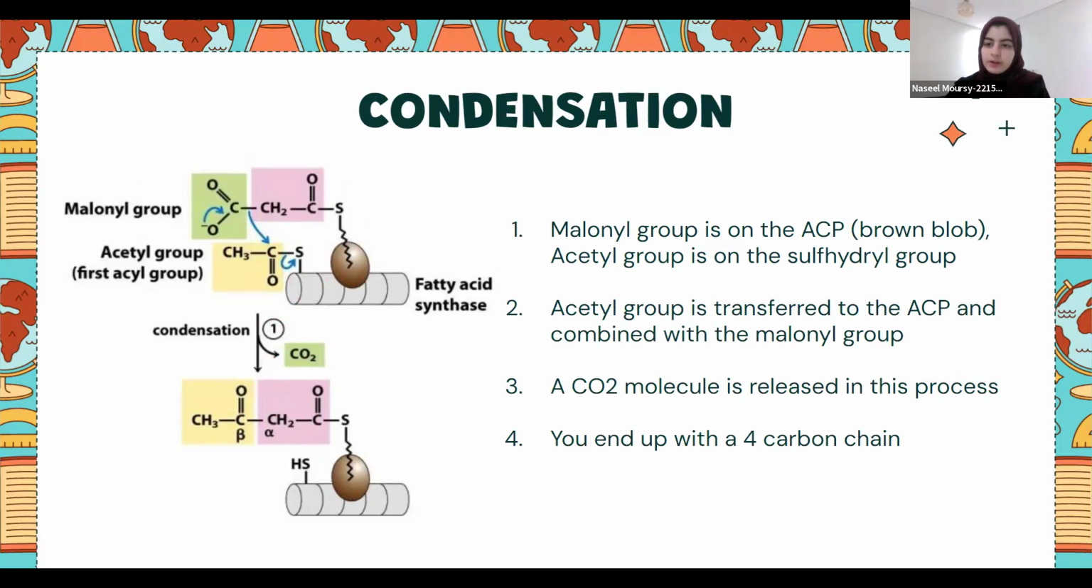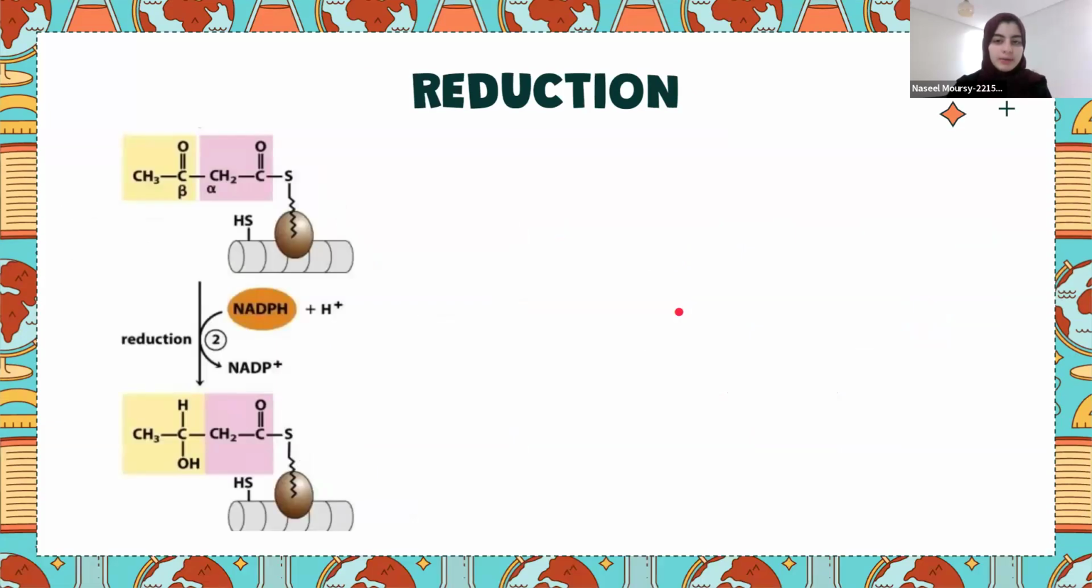Good. Alright, so we said we have condensation and then reduction. In reduction, our main player here is NADPH. Finally, this is where we'll be using it, even though we produced it a very long time ago. So, this is the 4-carbon chain that we have obtained from condensation. Now, I want you to notice that we have a double bond here on carbon number 3, or the beta carbon. You count 1, 2, 3, and then we have a double bond. We don't want this double bond. We want to get rid of it.